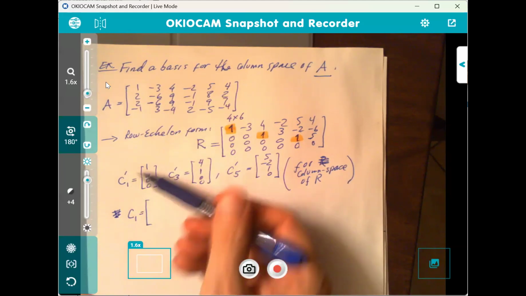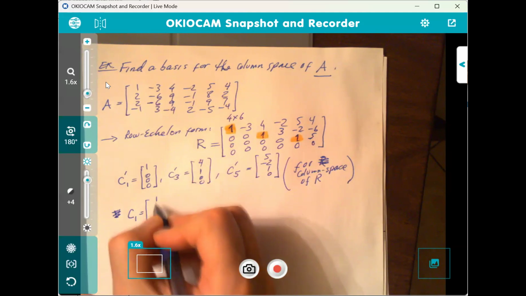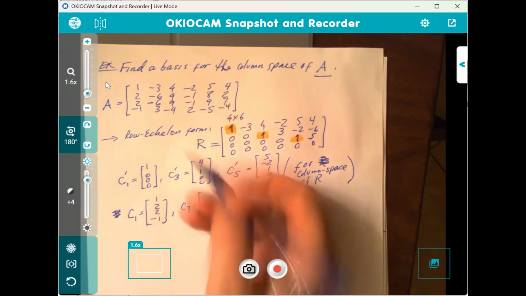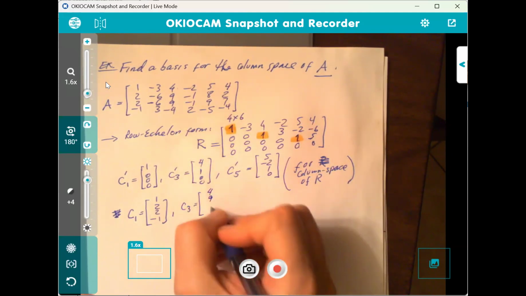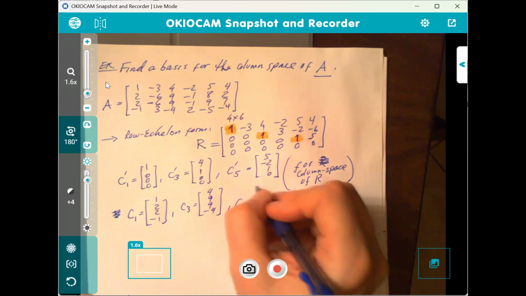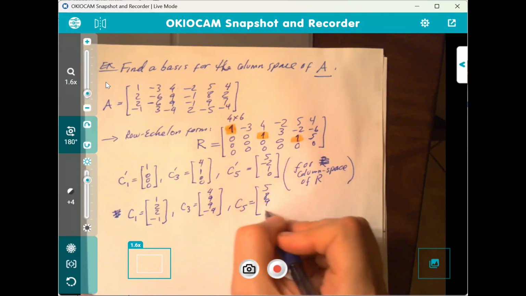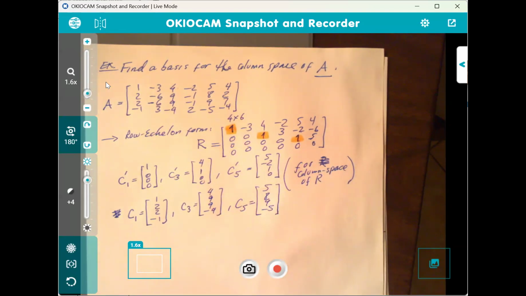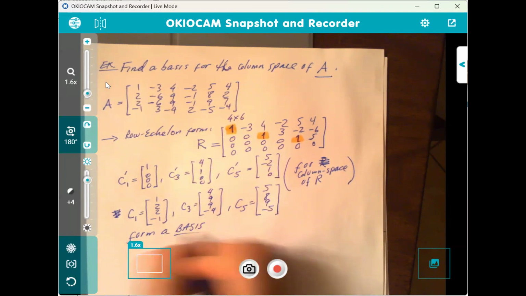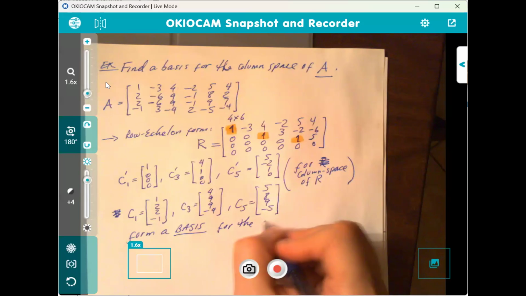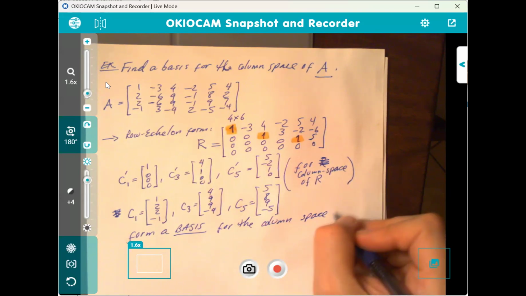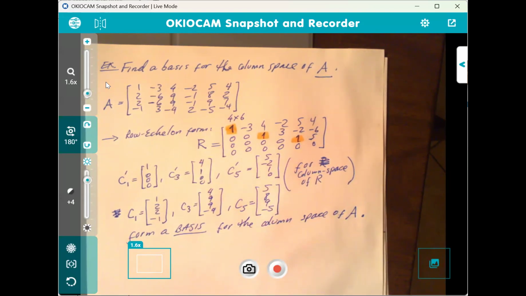So there you go. Now, first column in A, that's 1, 2, 2, negative 1. And then the third column, the corresponding column, is 4, 9, 9, negative 4. And the fifth column is going to be 5, 8, 9, negative 5. And there you have that one. These form a basis for the column space of A. And that's what we wanted to do.